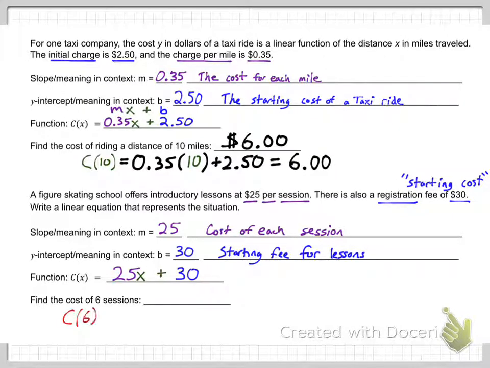To find the cost of 6 sessions, C of 6 actually means cost of 6 sessions. We're just going to plug in 6 instead of x, and you get 180. So 6 sessions costs $180. One of the things we want to do is ask if this is reasonable. We can check: 6 sessions at $25 each and $30 more dollars. Yeah, that seems like it would be about $180.